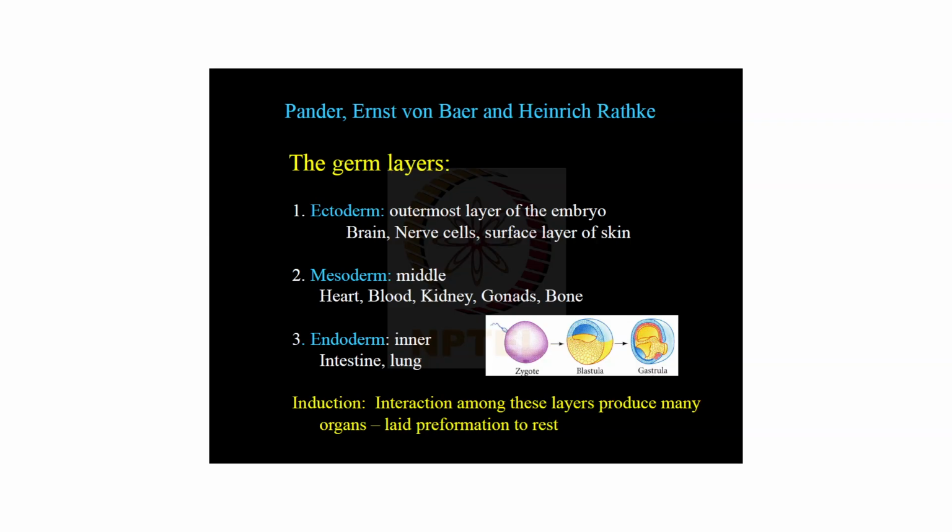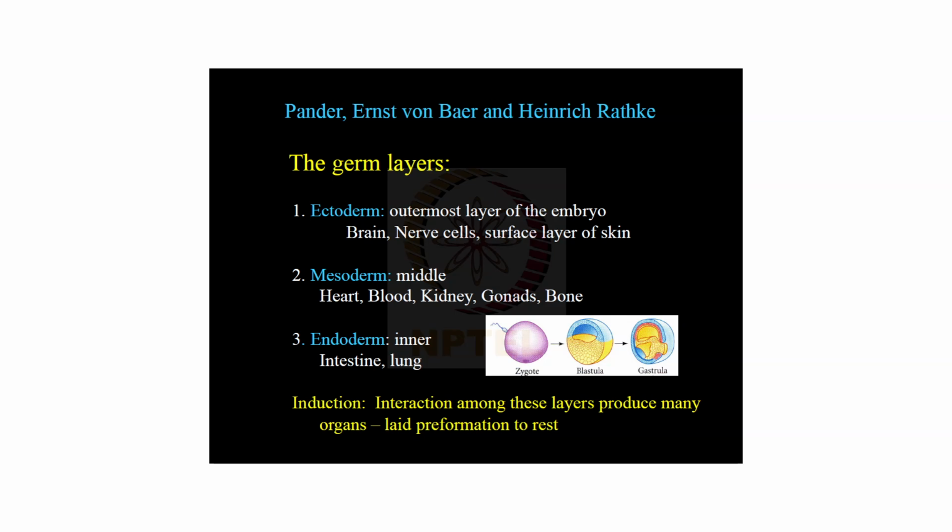Again, as I told you, the germ layers: the ectoderm, mesoderm, and endoderm. Ectoderm, the outermost layer of the embryo, helps in the development of the brain, nerve cells, and the surface layer of the skin, the epidermis, most of the neural part. The mesoderm, the middle layer, the pink one that I showed you, helps in the formation of the heart, blood, kidney, gonads, and bones. Endoderm is the inner lining and it helps in the formation of the intestine and lung. You will study all of these developments when we move ahead in the course.